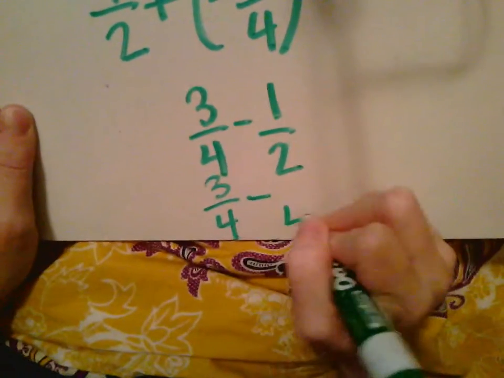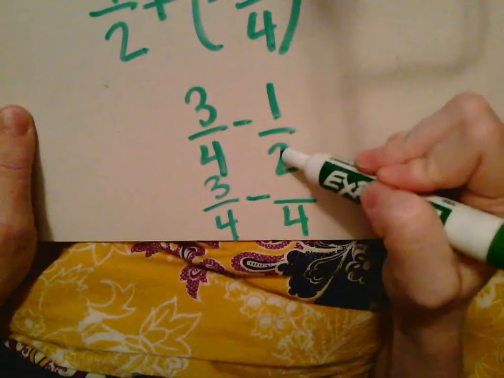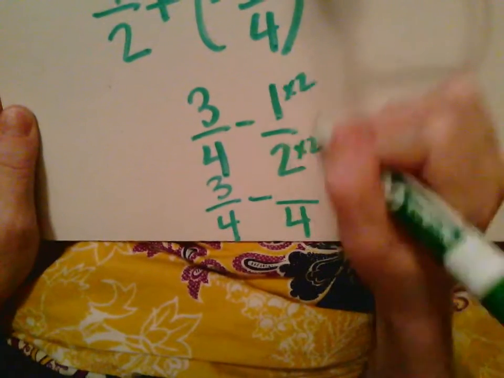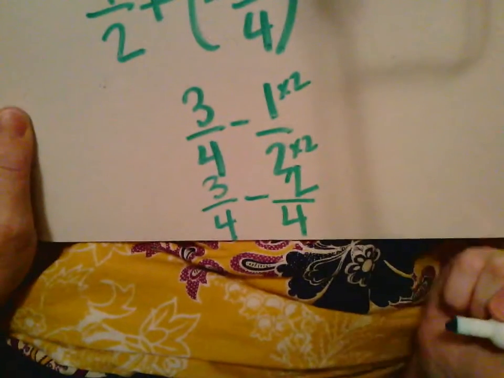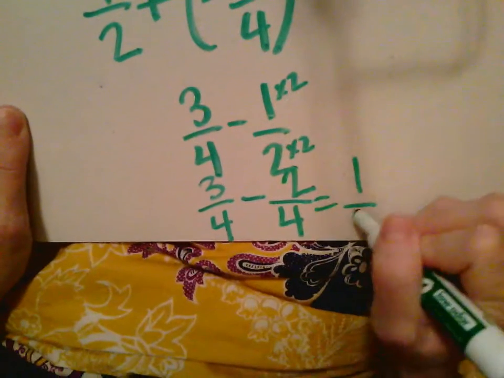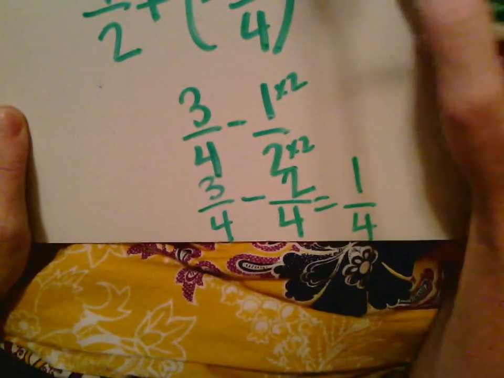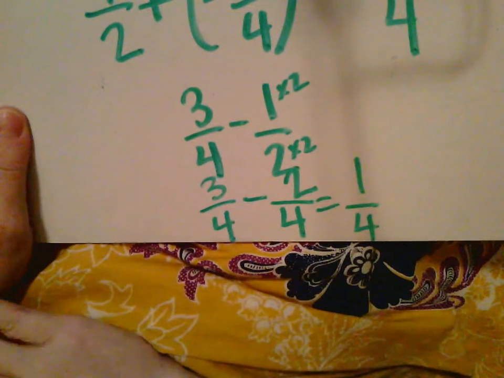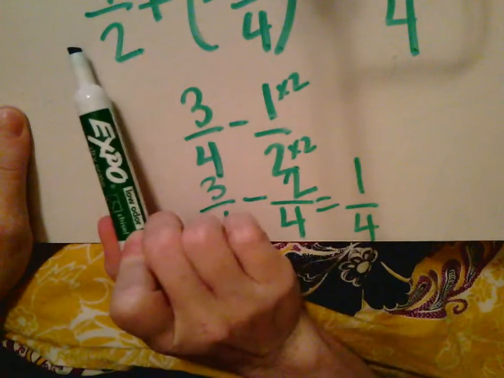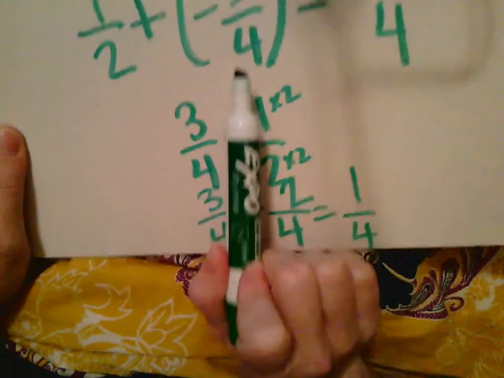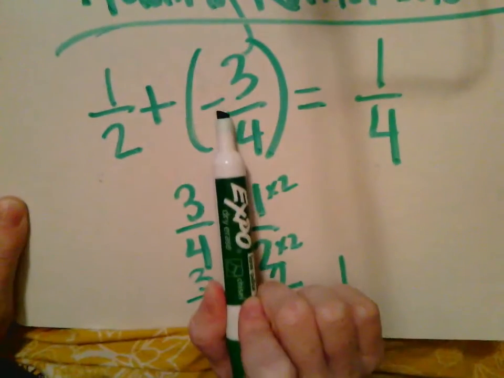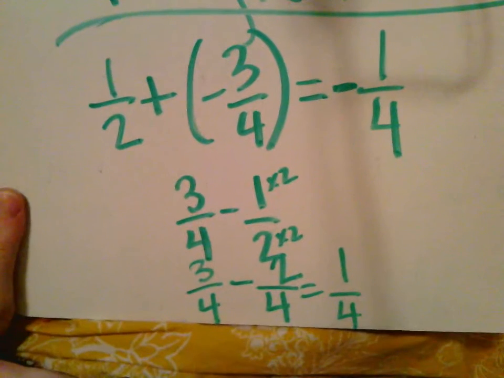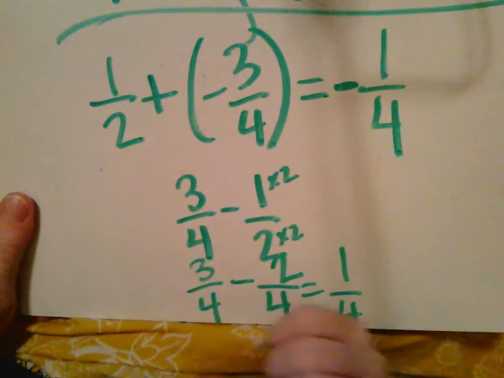3/4. 2 times 2 is 4. So 1 times 2 is 2/4. So this is 1/4. Okay. Then you look at your signs. 1/2 or 3/4, which one is larger? And you see that 3/4 is larger, so that's the larger absolute value, so it's a -1/4. Okay.